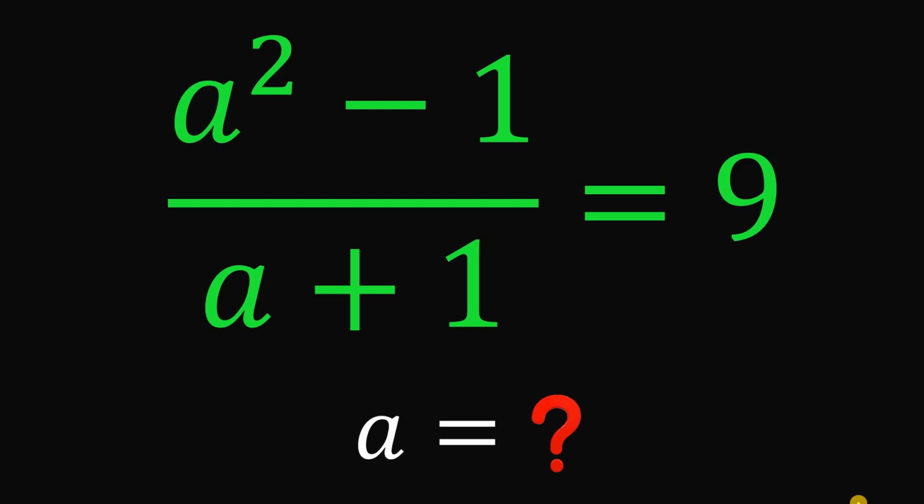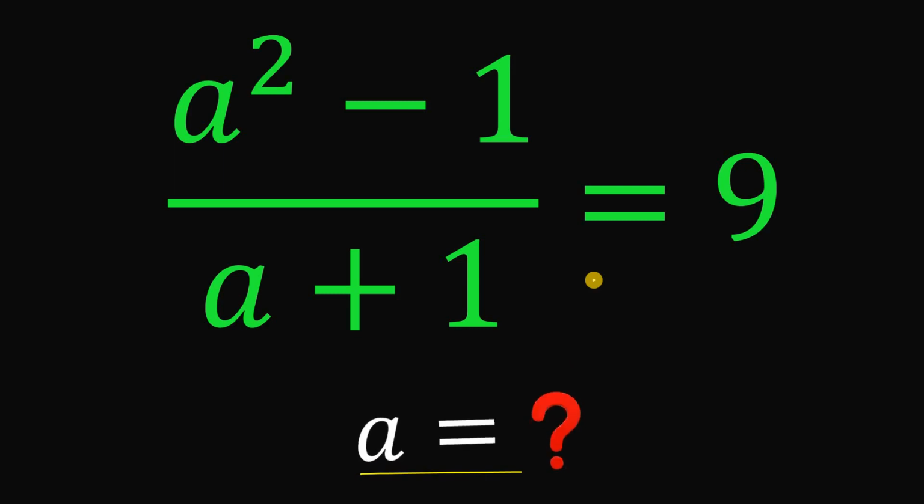For today's video, we will answer a math challenge coming from one of our followers. And the question goes like this. Solve for the value of a that satisfies this equation: a squared minus 1 over a plus 1 equals 9. Now you can pause this video if you want to give this problem a try.